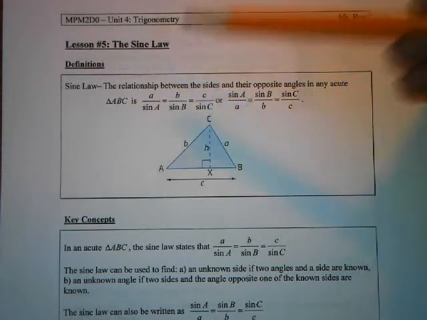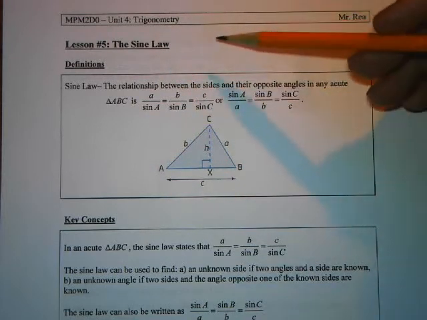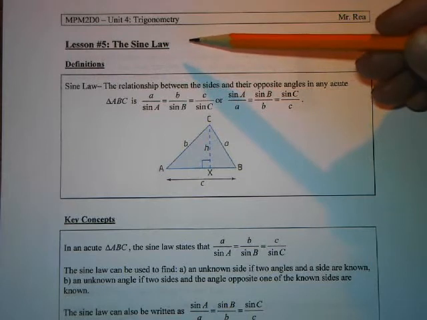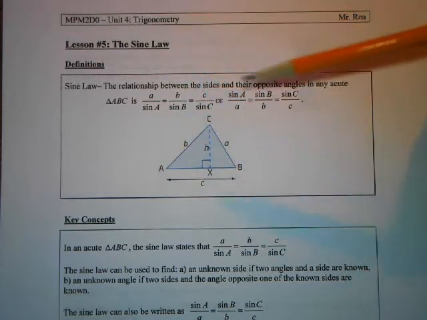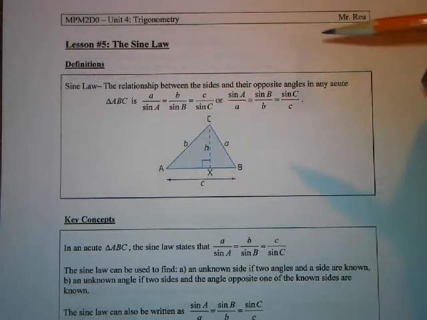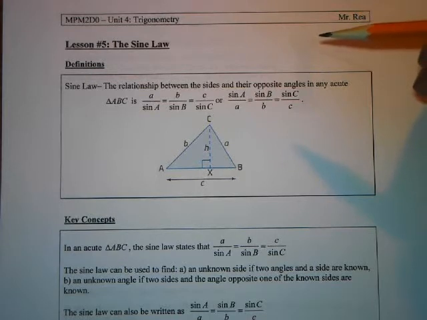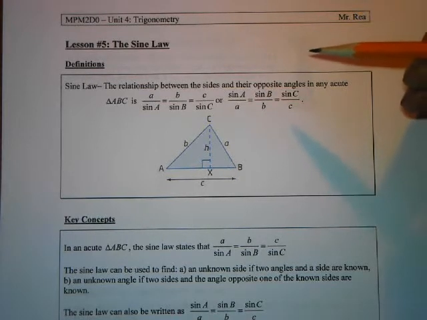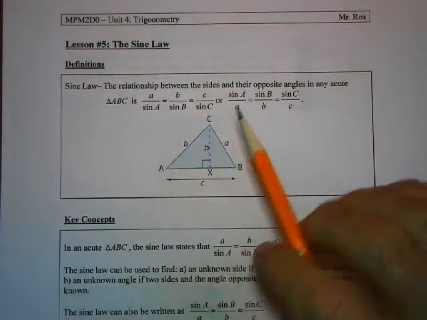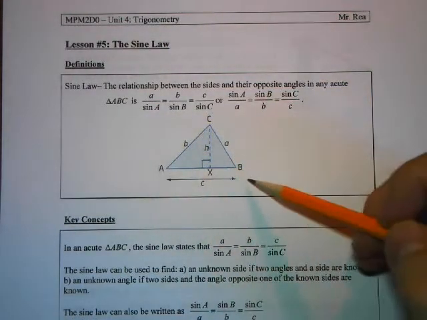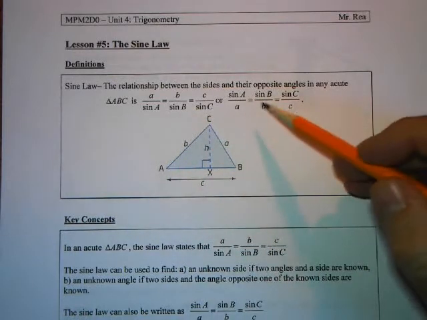Now, this is different than the sine ratio, the trig ratio. This is actually an equation that uses the sine function, but it's different than just the sine ratio. It's not opposite over hypotenuse. It's using ratios of sine. So let's derive this formula.